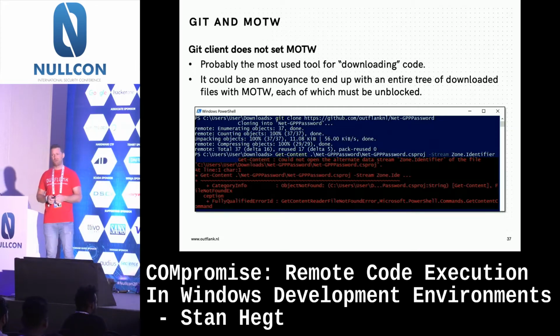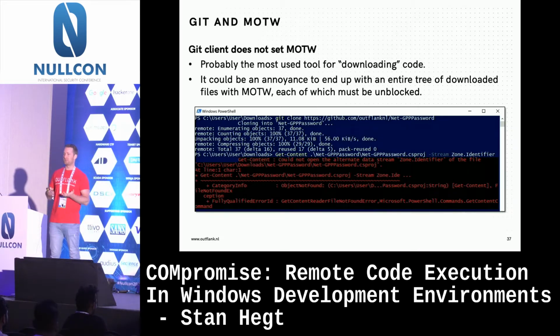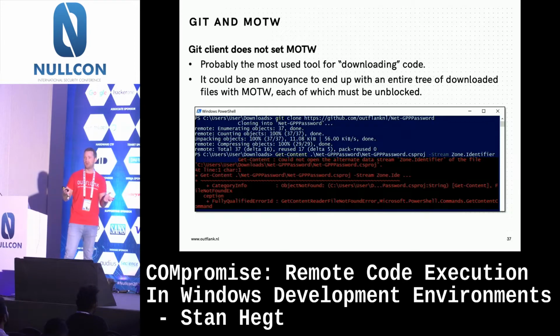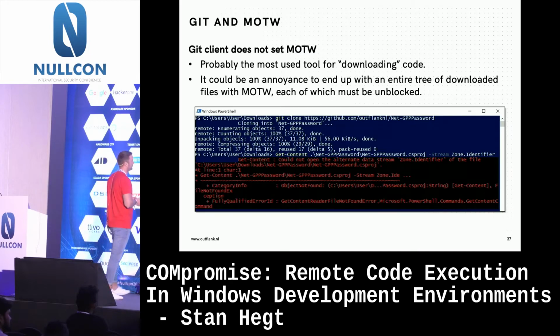And for understandable reasons, the Git client doesn't set this alternate data stream. Because imagine that you would be cloning a huge repository, and you end up with all of these files having this alternate data stream, and you have to remove them from all of them because your IDE or other program is popping up irritating warning messages. So probably for those reasons, the Git client doesn't set this Mark of the Web thing.